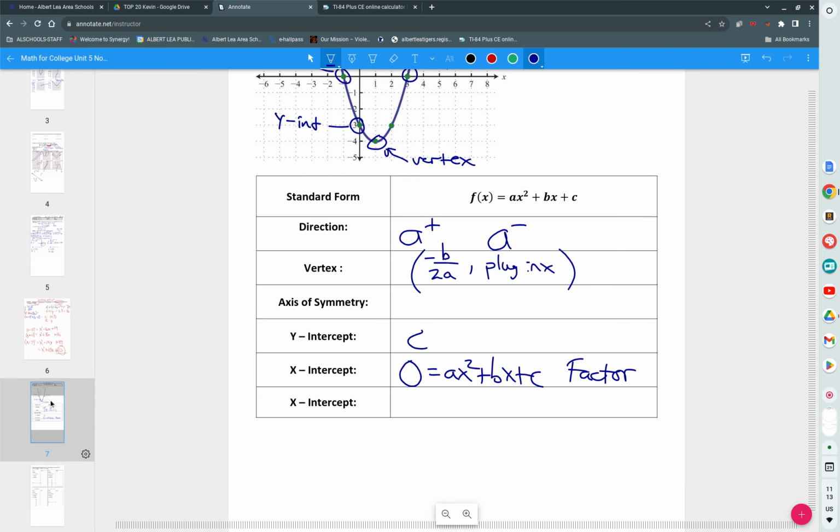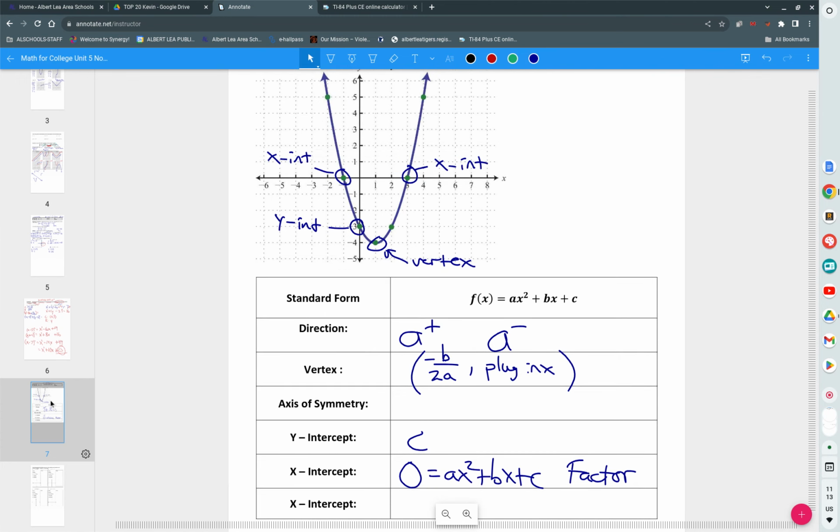The last part of this graph we want to talk about is the axis of symmetry. The axis of symmetry is a vertical line that divides the parabola in half. What point does the axis of symmetry go through? The vertex. So the equation for the axis of symmetry is always x equals the x value of the vertex, so negative b divided by twice the a value.